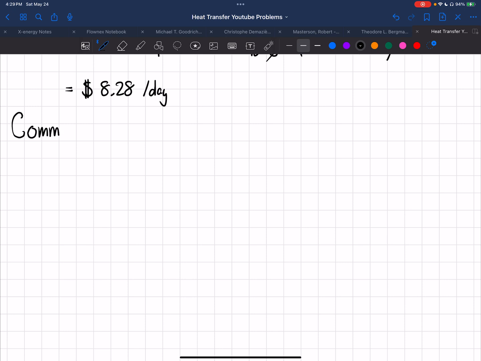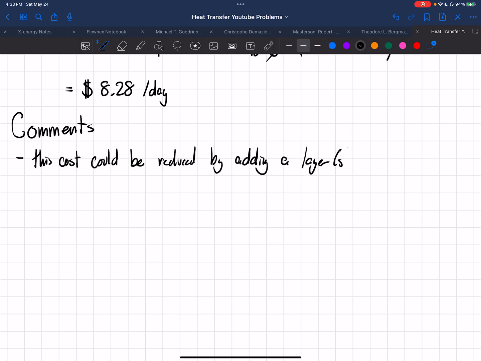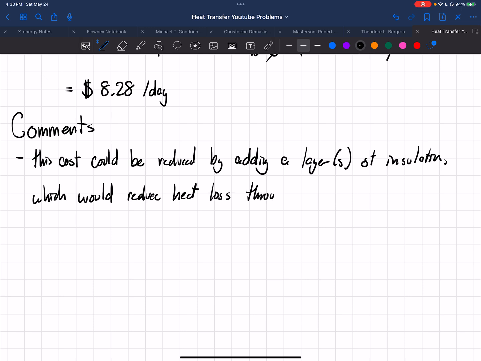Lastly, our comments section. Not much to talk about here. You could add that this cost could be reduced by adding, I'm going to say a layer, but you could add multiple layers of insulation. And this would reduce the heat loss through the slab, which would reduce the cost per day. And that's our problem.